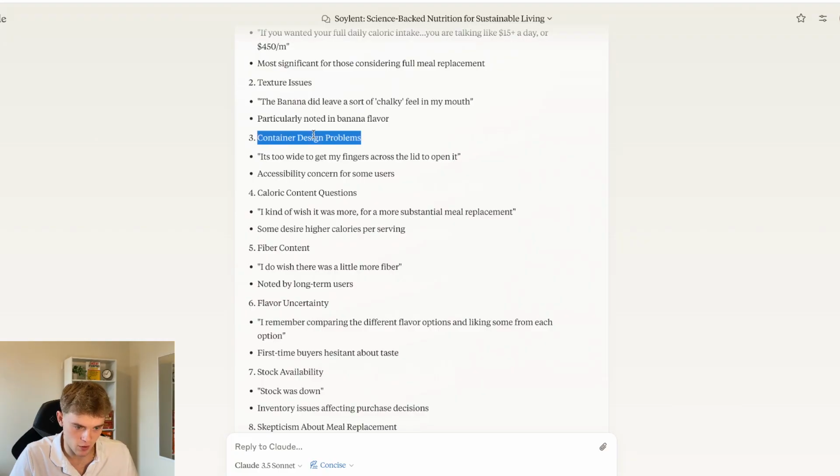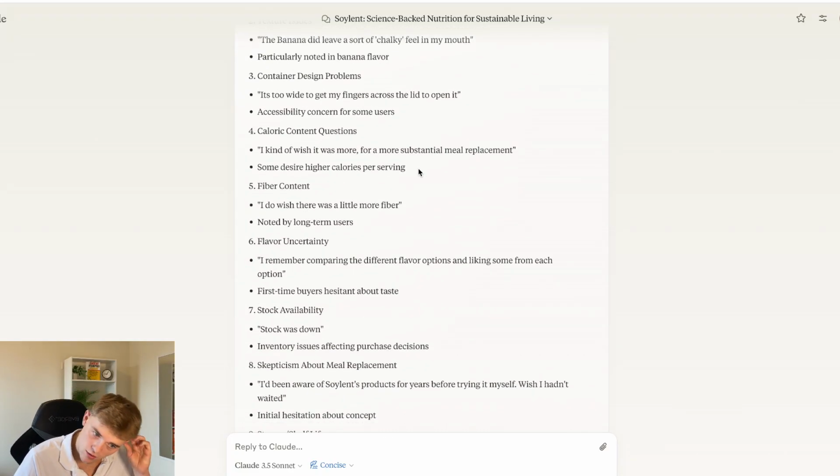Next, we've got container design problems. So someone said it was too wide to get their fingers across the lid to open it. In my opinion, if I'm sitting here doing this for a client, that's kind of a small thing that I don't think people would really care about. It's not really something that would stop people from buying. So I wouldn't really take that one too seriously.